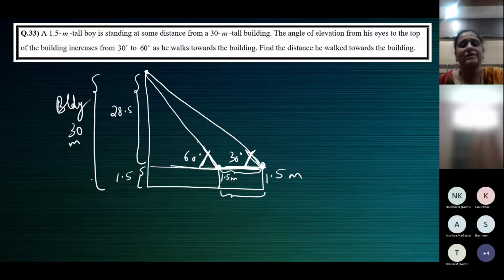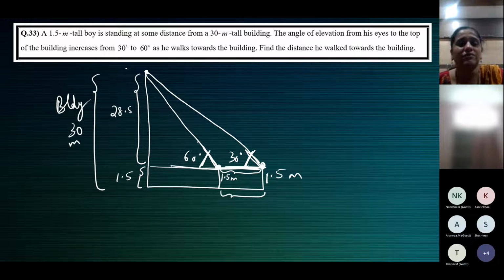Now the total height of the building is given as 30 meters. And I said complete the rectangle. Whenever the horizontal and the ground level are different, complete that box, complete that rectangle. So if this is 1.5, the opposite side also will be 1.5. The total height is 30, so 30 minus 1.5, the rest of it is 28.5.